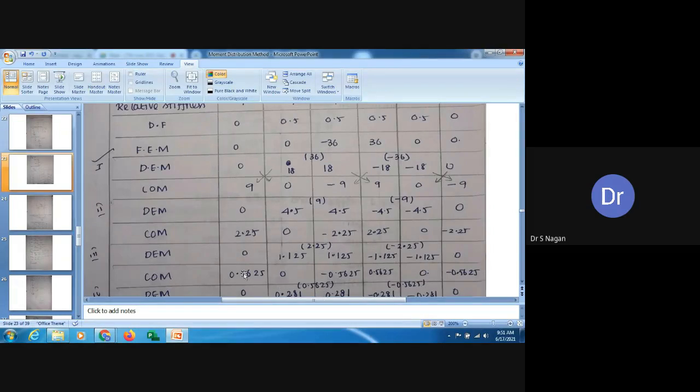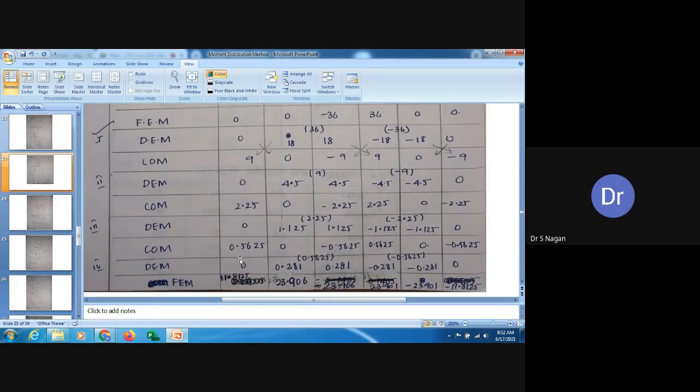Once you have a carryover moment, we should not end up with a carryover moment. We should always end up with distributed moment only. With the carryover, you should not finish the process. So COM and DEM, they go together.